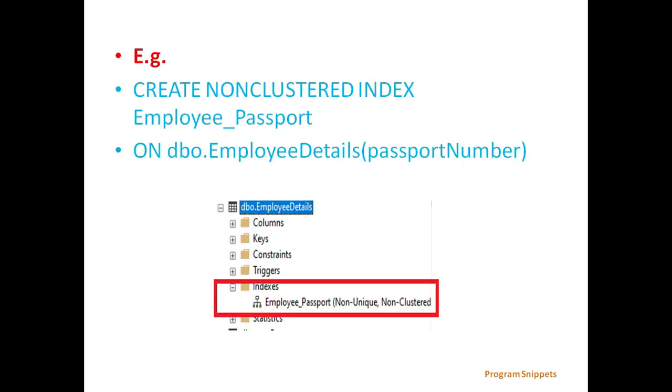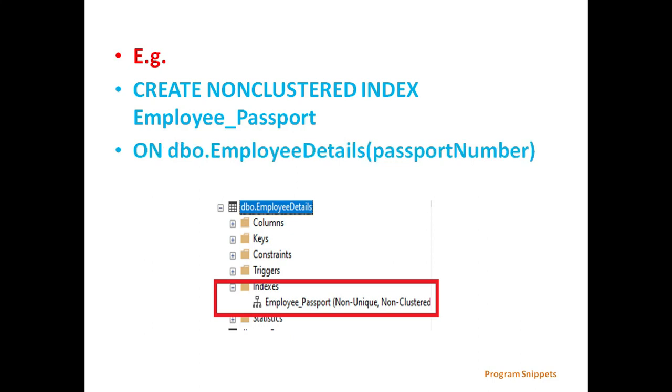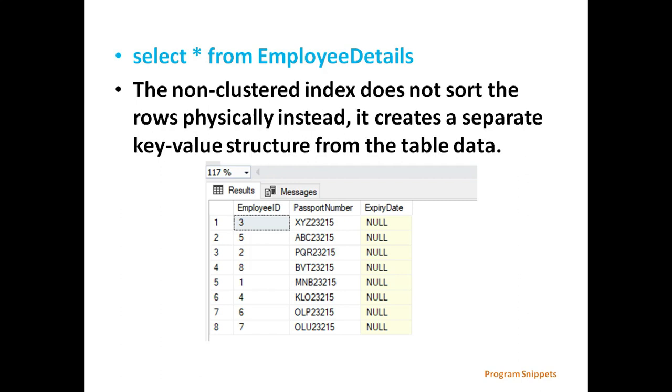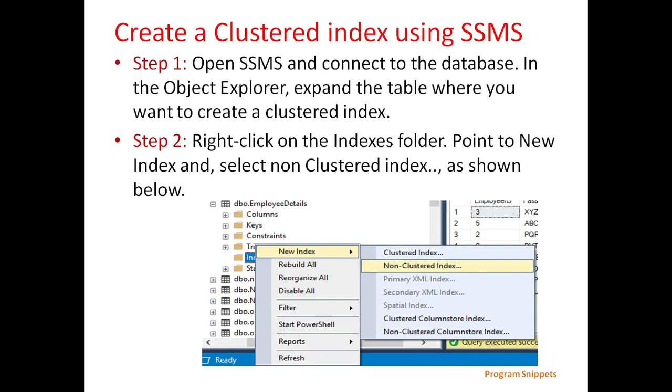For example, CREATE NONCLUSTERED INDEX EmployeePassport ON EmployeeDetails (PassportNumber). When we execute it, it will create a non-clustered index on EmployeeDetails named EmployeePassport, and when we give SELECT * FROM EmployeeDetails, it will display the records as we have inserted them, since a non-clustered index does not sort the rows physically; instead it creates a separate key-value structure from the table data. We can create a non-clustered index using SQL Server Management Studio also.